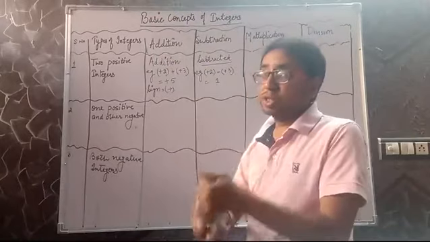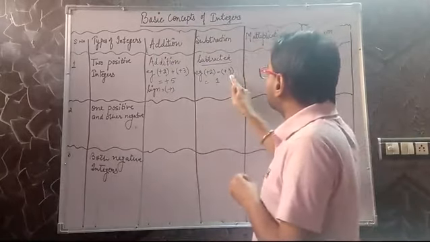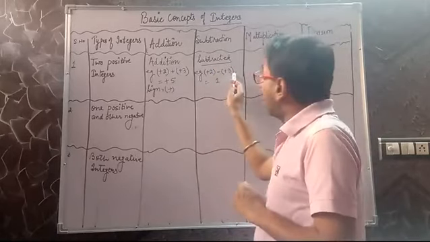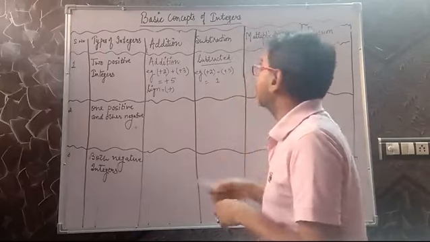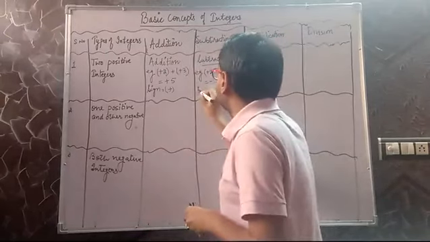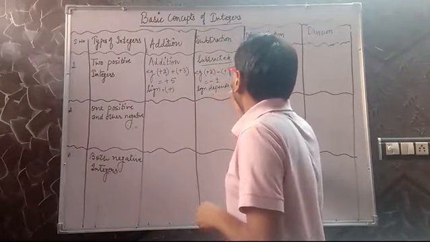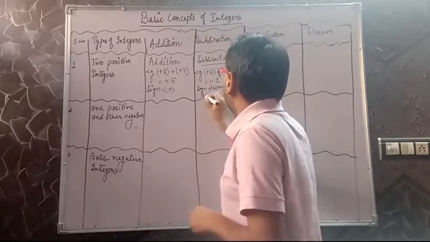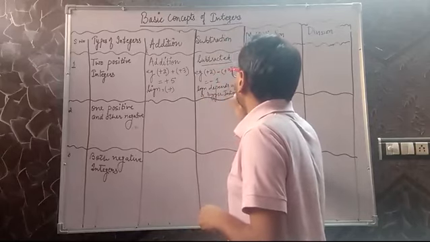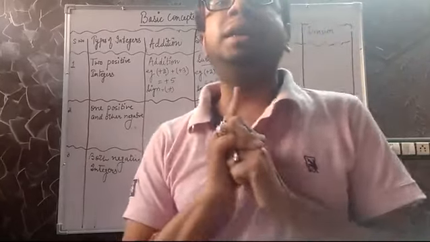In that situation we have to see the bigger number out of plus 2 or minus 3. Which is bigger? 3. What is the sign before it? Minus. Hence the minus sign will come. So the sign depends upon the bigger integer. Do remember this: the sign depends upon the bigger integer.